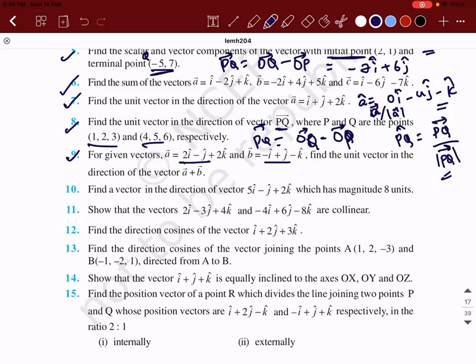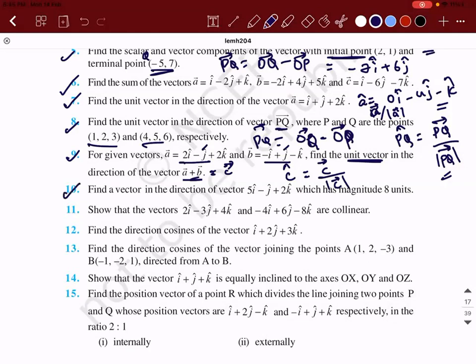This I already solved as an example problem. A vector is given, B vector is given. Find the unit vector. Unit vector in which direction? In the A plus B direction. We can add A vector and B vector, so first add A and B. I'll call it C vector. Then they're asking for C cap. C cap is C vector divided by the magnitude of C vector. Yeah, you can do that.